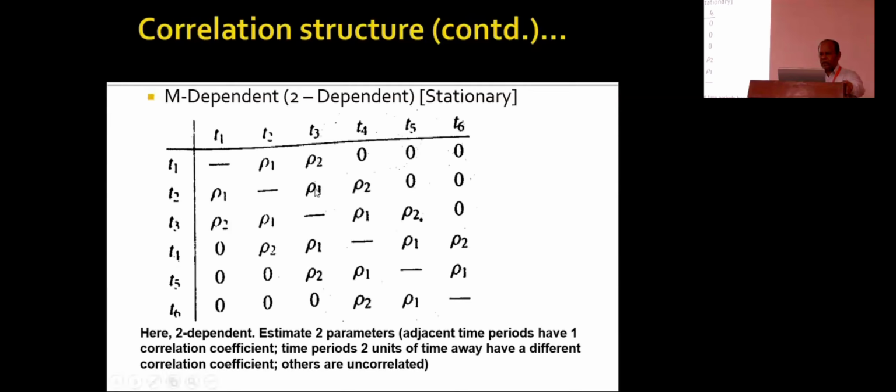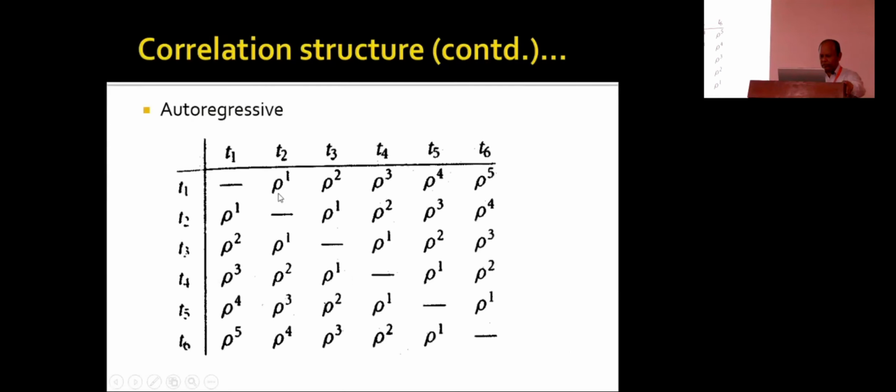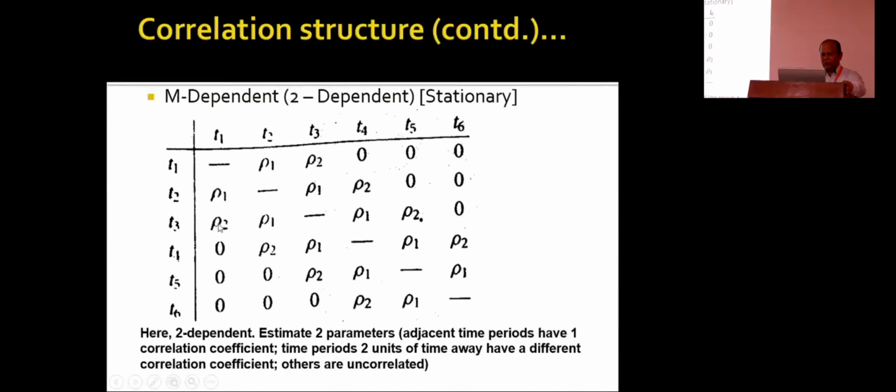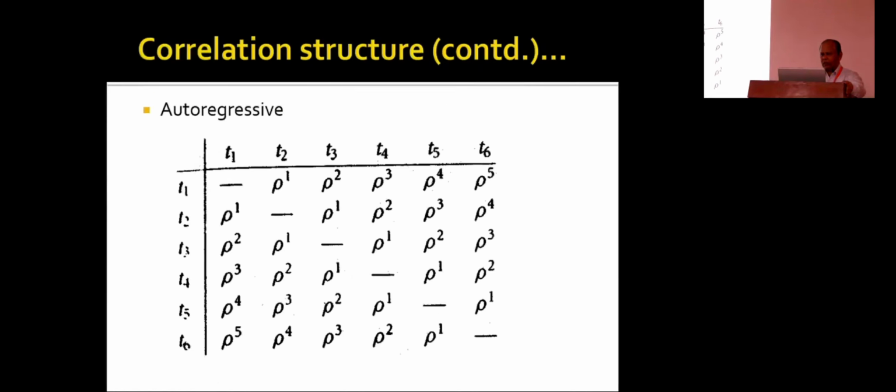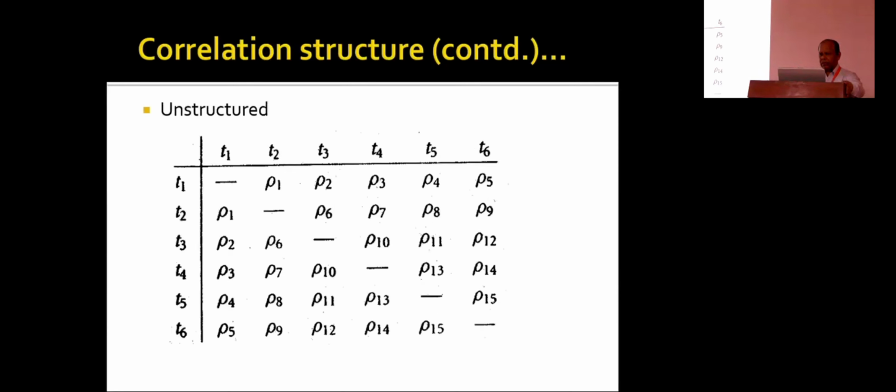This is what M-dependent is. After 2 time points, the third time point is rho 2. I think it should be rho 2. So this is rho 2, and so on. So after certain time points, there is a correlation evolving. Therefore, this is called the M-dependent correlation structure. Autoregressive, this is going down. When you put the power, the values will come down over a period of time. This is unstructured. You can't figure out what is happening in the correlation structure.